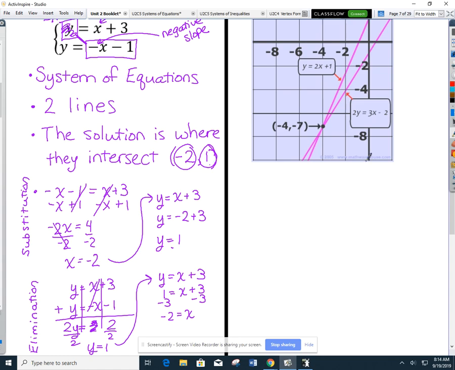Example 2 is already graphed. We're given the equations of the lines, and we're shown that the point of intersection is -4, -7. So one thing I do want to show you is in this class, we would actually write our solution not just as the point -4, -7, but we want to kind of say in a sentence, our solution is -4, -7. And we do that by drawing brackets, which means this is my solution set.